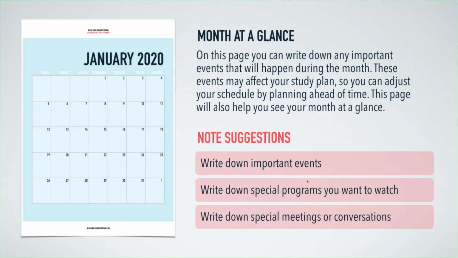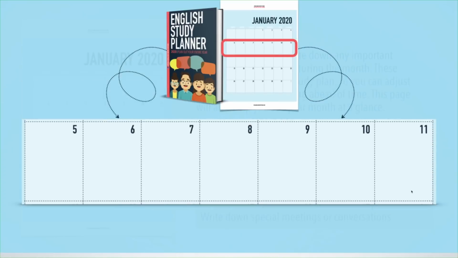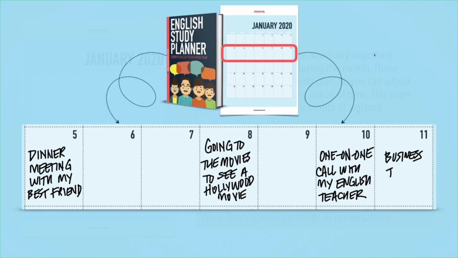For example, write down important events, write down special programs you want to watch, and write down special meetings or conversations. So let me show you my calendar. For January 2020, this week, today is January 5th. Sunday, I have this week blocked off. You can see, okay, January 5th, I have a dinner meeting with my best friend.